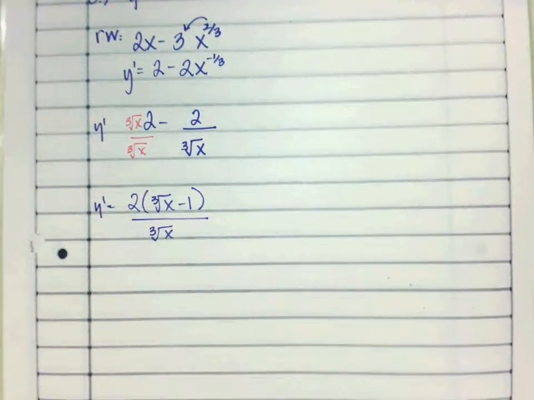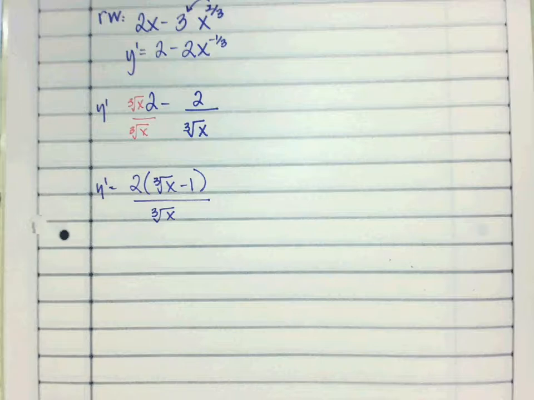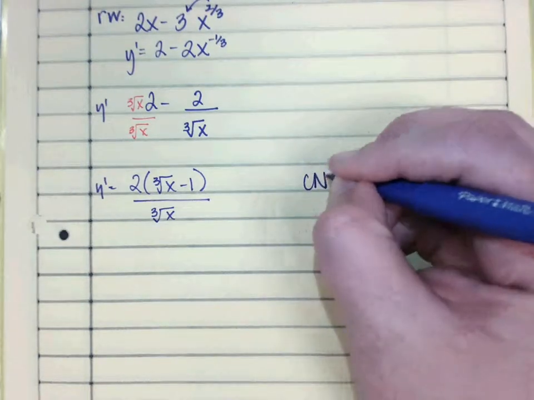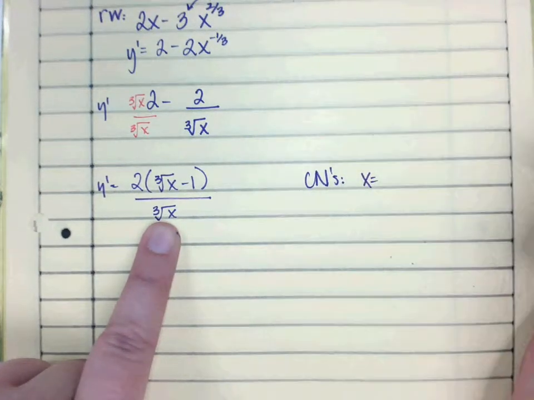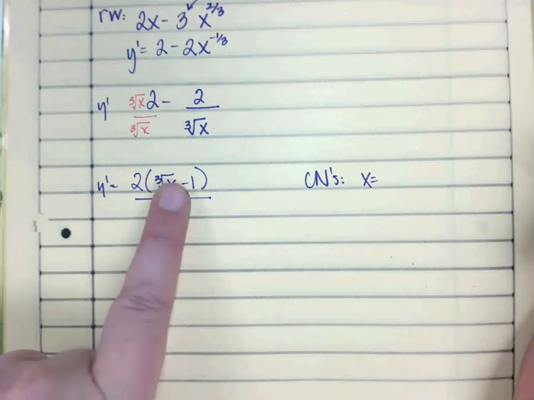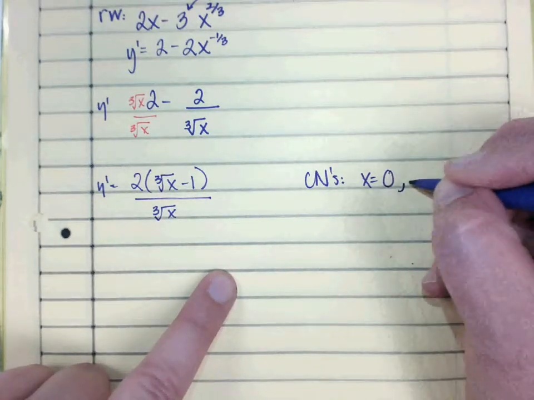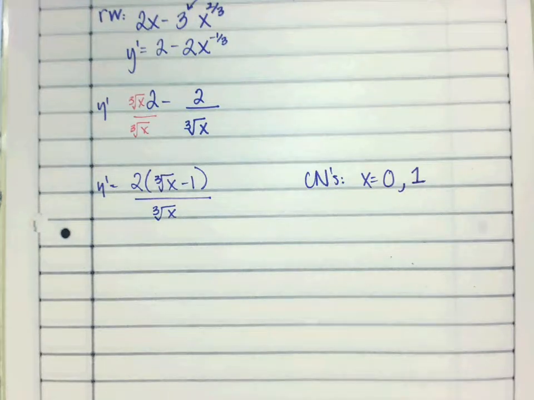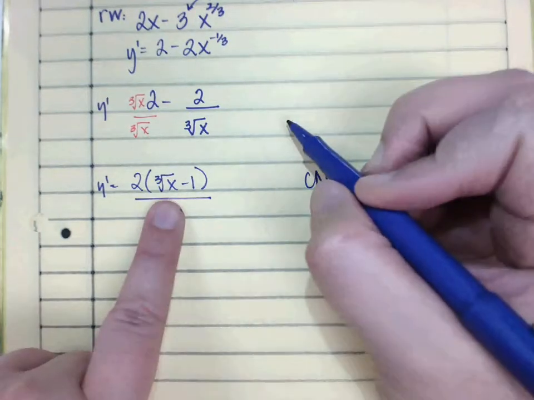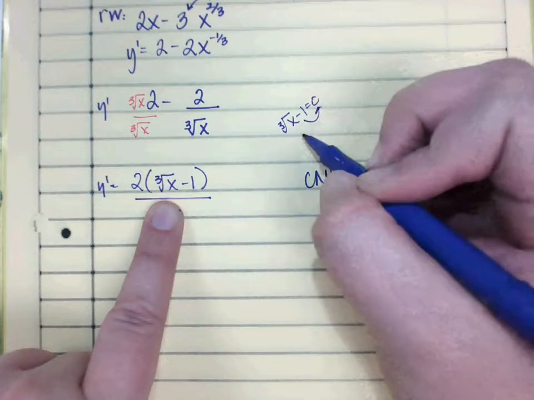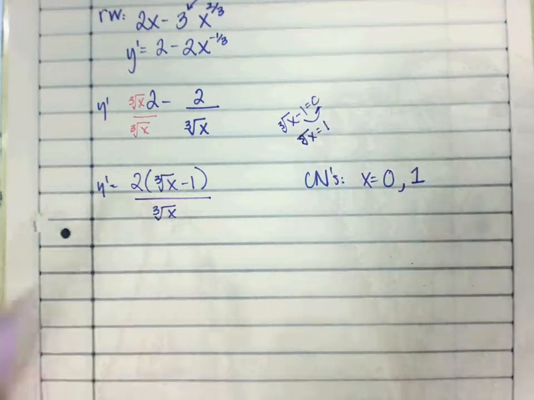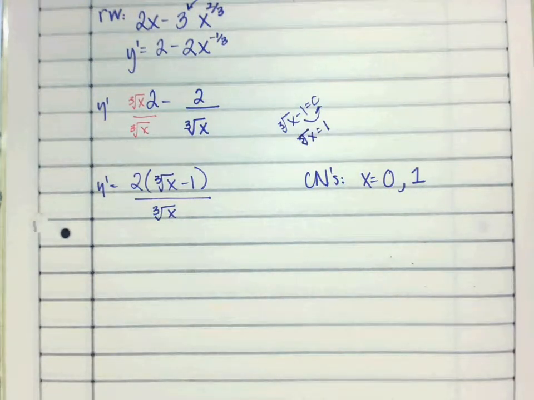What is my critical number from the bottom where x is by itself? 0. What's my critical number from the top? What will make that 0? 1. So 0 and 1. Keep in mind that if you were confused about how to do this, you could set that equal to 0 and do it by hand. Add the 1 across, cubic root x equals 1, and then cube both sides. 1 cubed is still 1. If you can't just see it, that's okay. Set it equal to 0 and then formally solve.